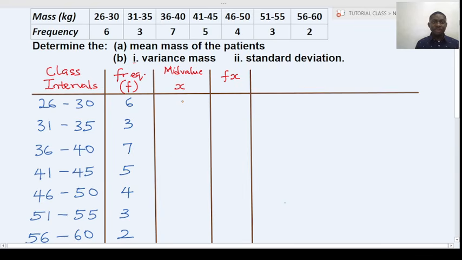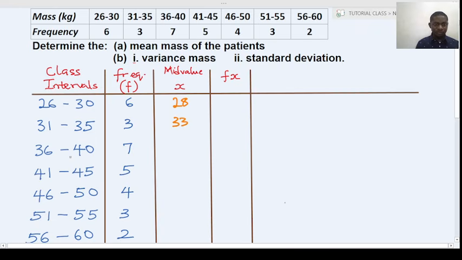So the class mid value is the next thing for us to do. How do we determine the class mid value? We take the lower limit plus the upper limit of the class interval, add it together and divide it by 2. For example, here we have 26 plus 30. When you add it together, it gives you 56. Then you divide 56 by 2. That will give you 28. You do the same thing for 31 plus 35. That is 66. Divide it by 2. That will give you 33.